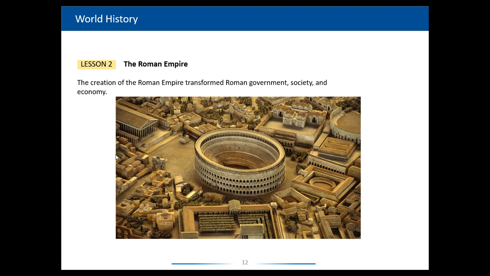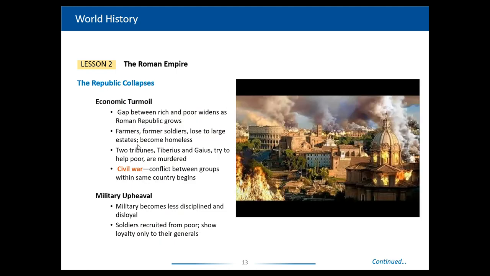Let's talk about the Roman Empire. The creation of the Roman Empire transformed the Roman government, society, and economy. The Republic collapses. Economic turmoil is one of the reasons for the collapse of the Republic. Military upheaval is another reason. So let's talk about the economic turmoil.